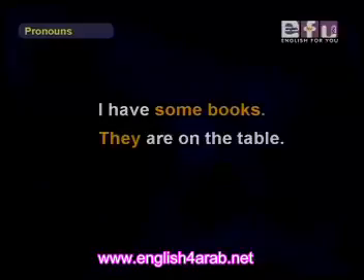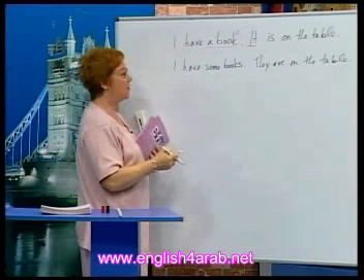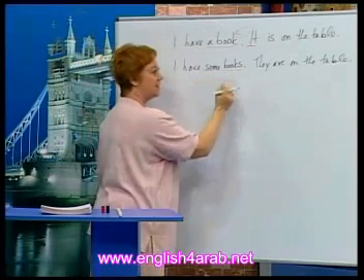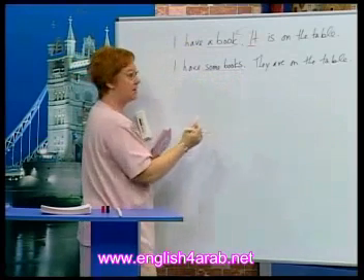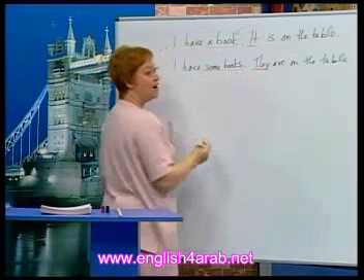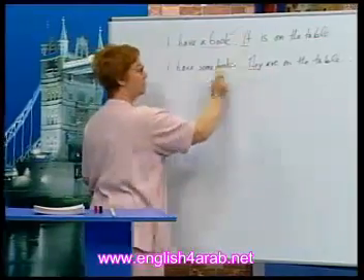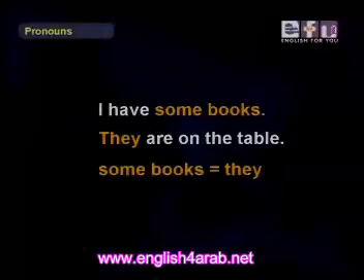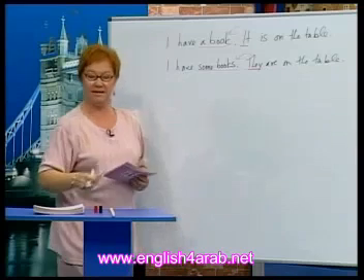They are on the table. Okay? So I have some books, plural. I have some books. They are on the table. Okay? Plural, plural. All right? Great. Now, let's practice with some sentences.